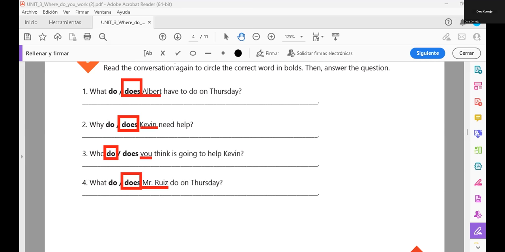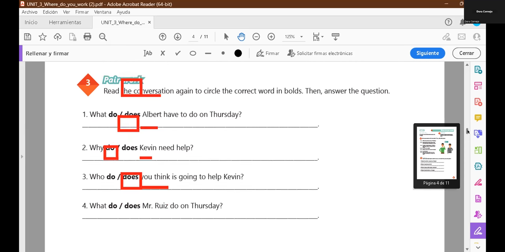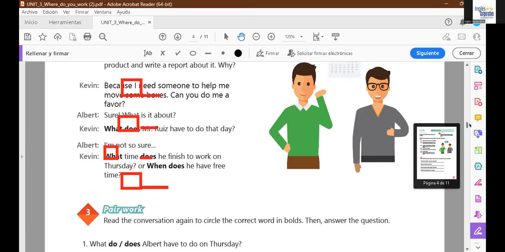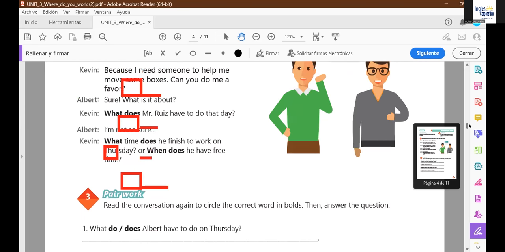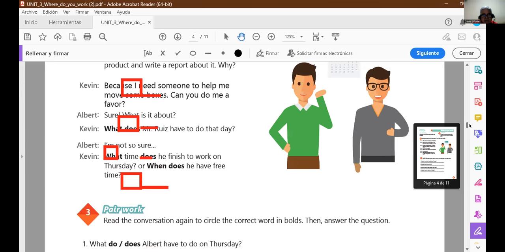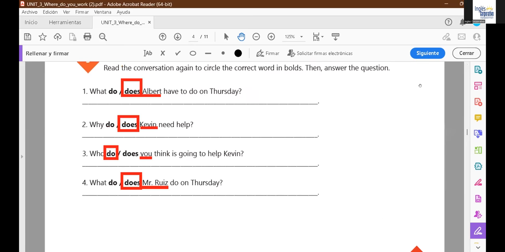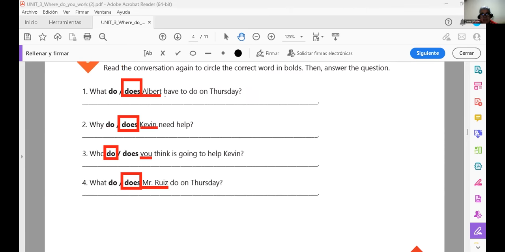O sea, ¿quién se acuerda? So what does Albert have to do on Thursday? He needs more boxes. Okay. He needs to move some boxes. He needs someone to help him move. He needs to move some boxes. Okay, so why does Kevin need help?